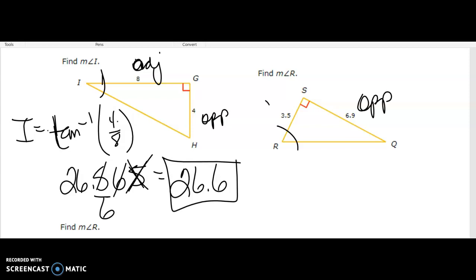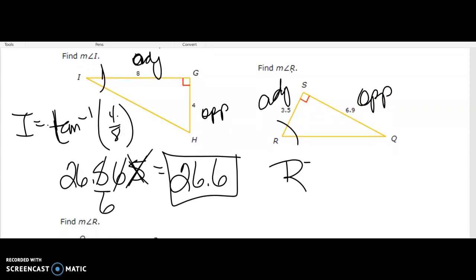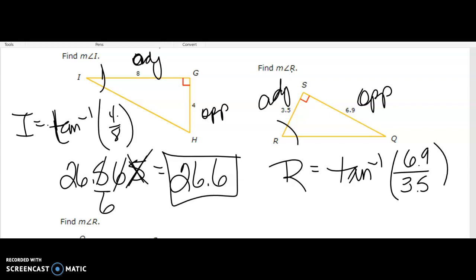We're looking for R. 6.9 is opposite. This is adjacent. Again, we're going to use tangent. There we go. R equals inverse tangent of opposite over adjacent. Inverse tangent of 6.9 over 3.5, 63.1.